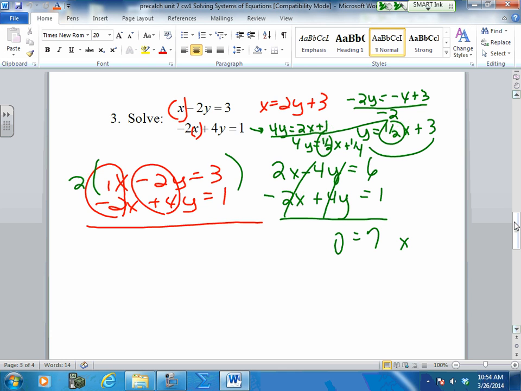What kind of lines do you have? Parallel lines. So parallel lines will never cross. Now, this is a good example of no solution. No matter which way you do this, you'll get no solution, substitution, or this.